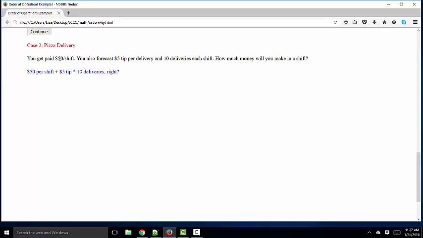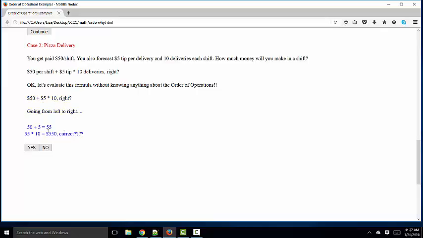And so it starts out like this: $50 per shift plus $5 tip times 10 deliveries. And if we do not know anything about the order of operations, here's what happens. $50 plus 5 times 10. $50 per shift plus $5 per delivery times 10 deliveries, correct? Well, going from left to right, we would get $50 plus 5, which is $55, and then multiply it by 10, $550. Is this correct?